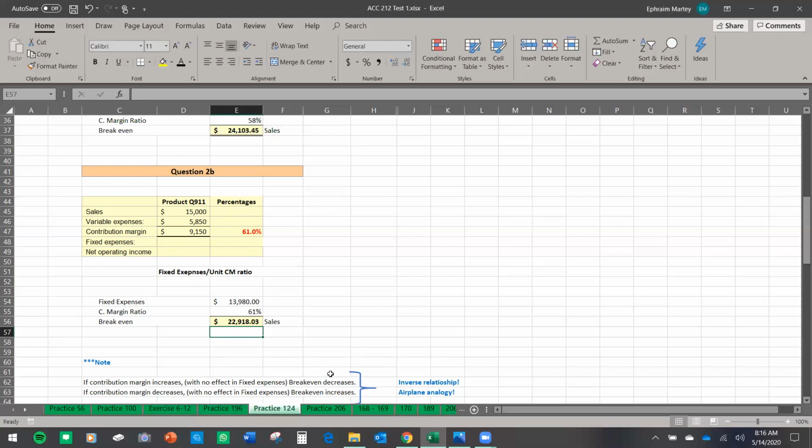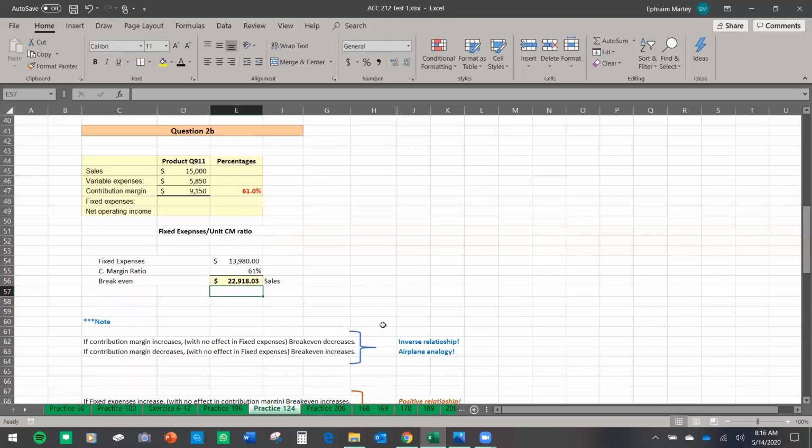So contribution margin and break-even point are like an aeroplane. It goes up and down. One wing goes up and the other wing goes down. That's how an aeroplane flies. If the right wing goes up, the left wing goes down. If the left wing goes up, the right wing goes down. So that is an inverse relationship. Contribution margin goes up, and then break-even goes down.